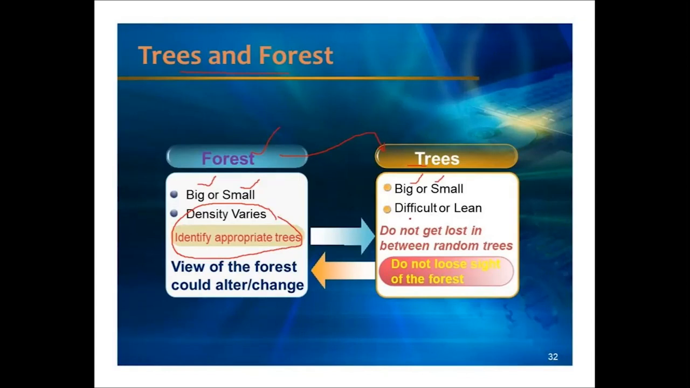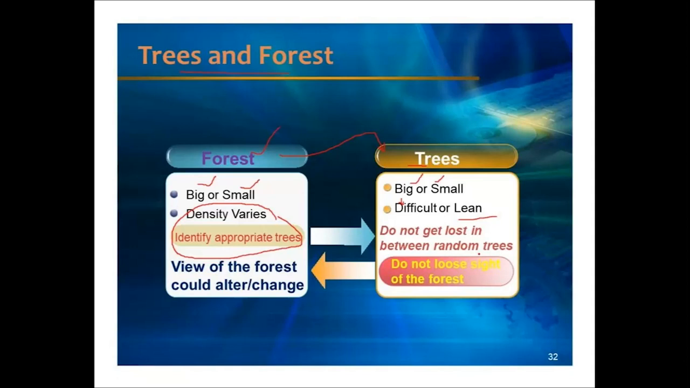Now, if you have big trees, then it's very difficult. If you have small ones, it is lean. Okay, so once you identify the appropriate trees, now you identify that one in the forest of computer science engineering or in the forest of the master of computer application. I am going to select a tree called data mining or operating system or computer networks or maybe machine learning. Now, once you identify that particular tree, don't get lost in between random trees.